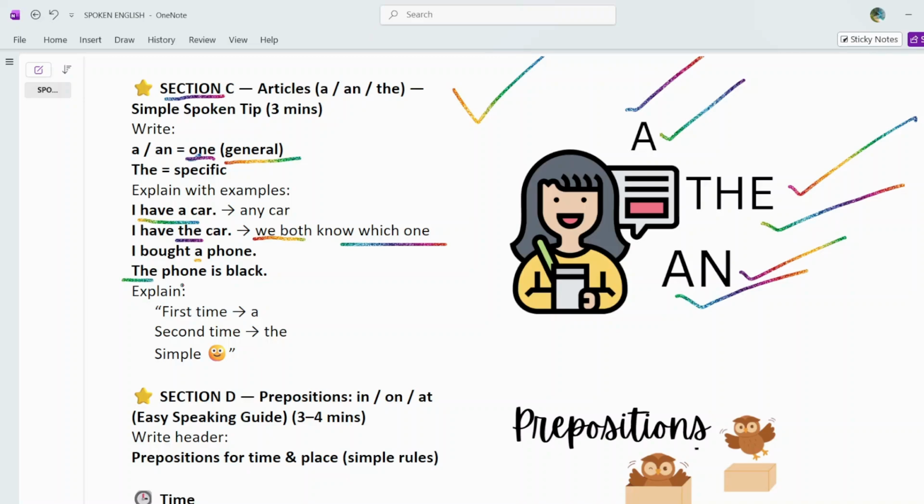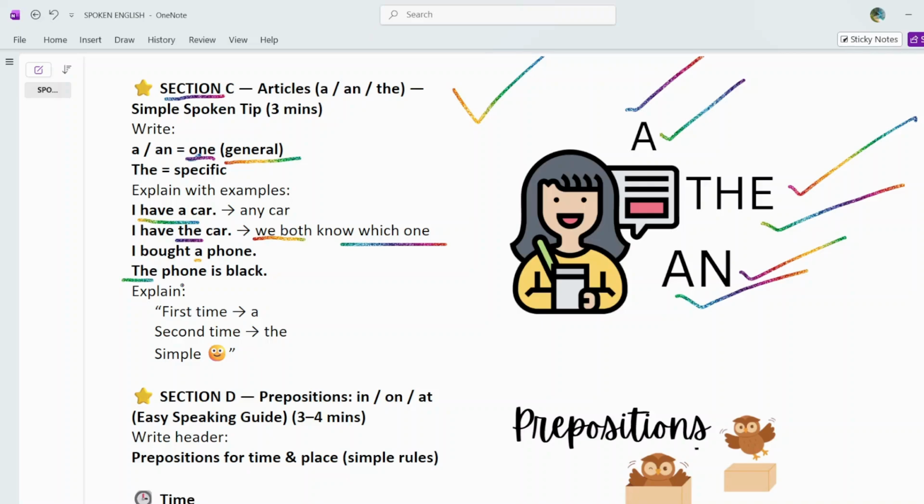Now the sentence that says I bought a phone pretty much becomes specific because I'm talking about the black phone that I have bought. Now that is the importance. All right, that is the importance when you're looking at using a, an, and the as your articles.